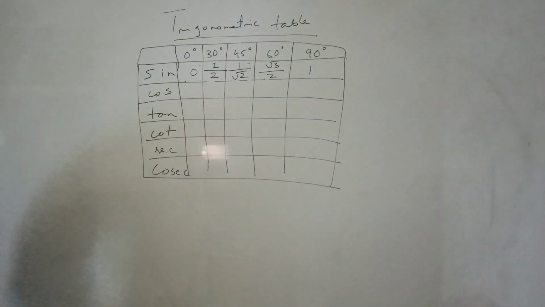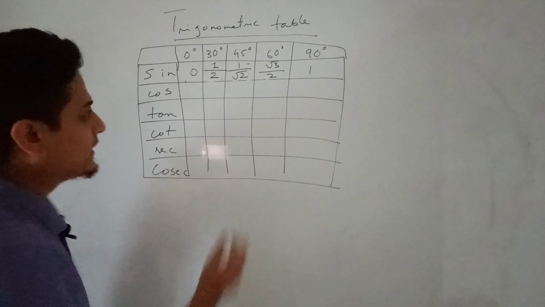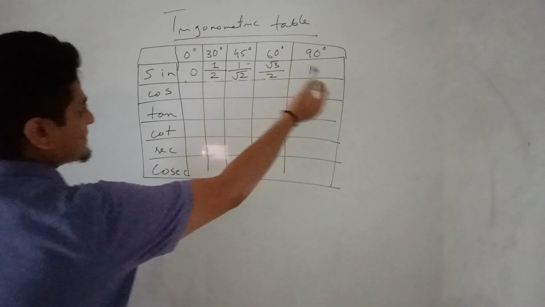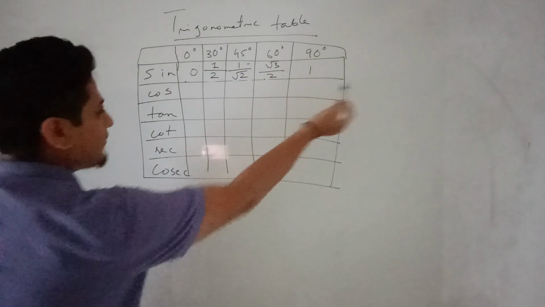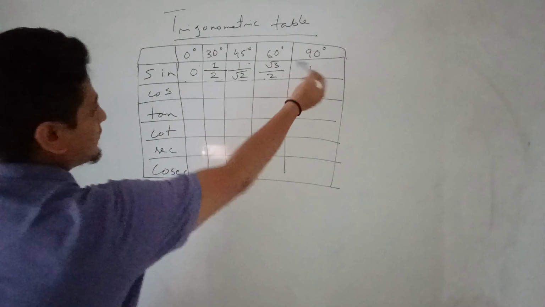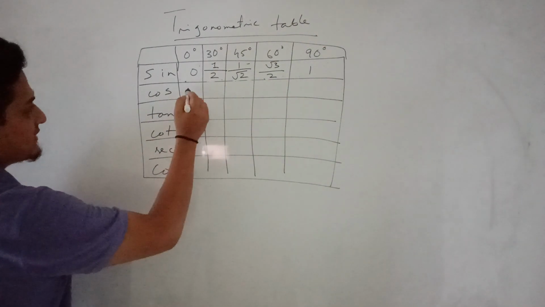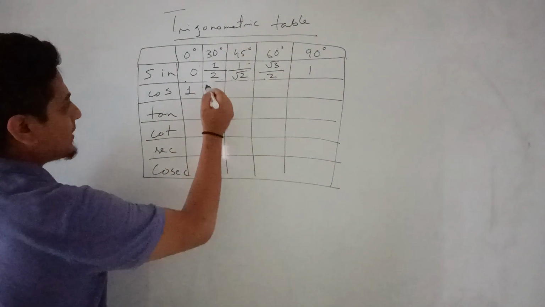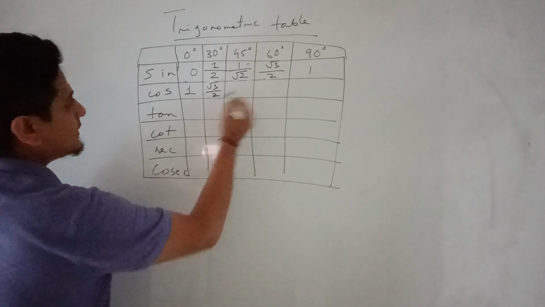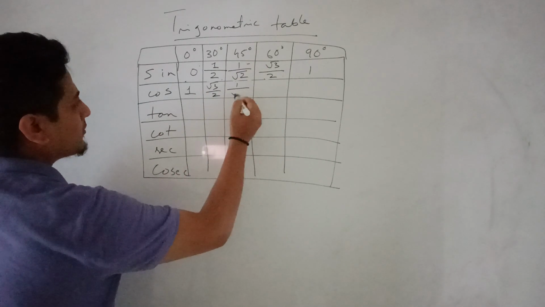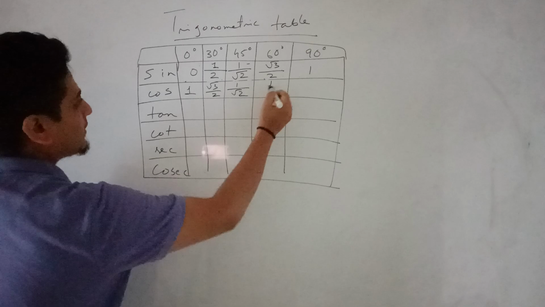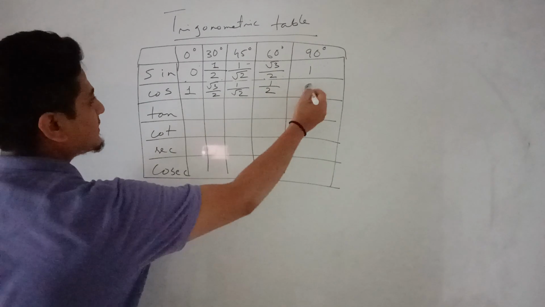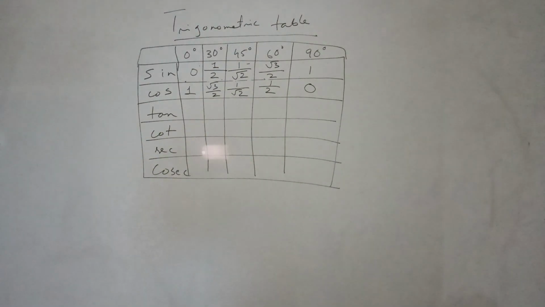How will we get cos? For cos, you don't have to do anything. Just write the values of sine from the opposite direction. What is on the rightmost side? 1, write here 1. Next is root 3 by 2, write here root 3 by 2. Next is 1 by root 2, write here 1 by root 2. Next is 1 by 2, write here 1 by 2. Next is 0, write here 0.